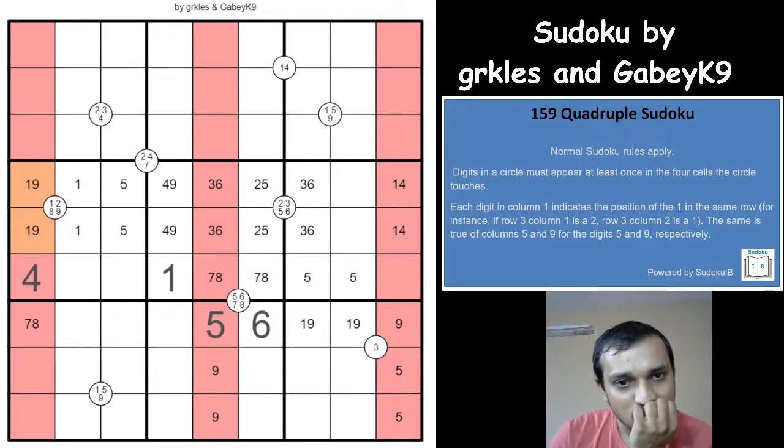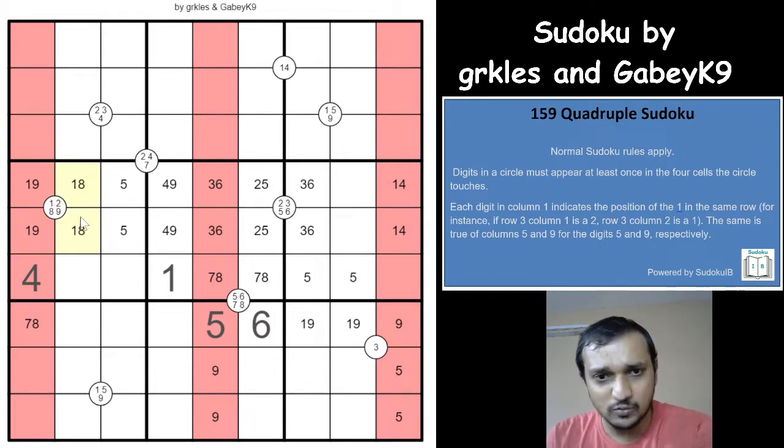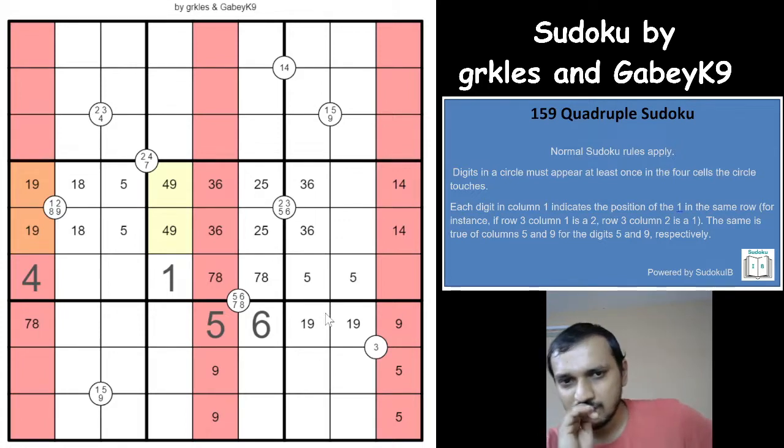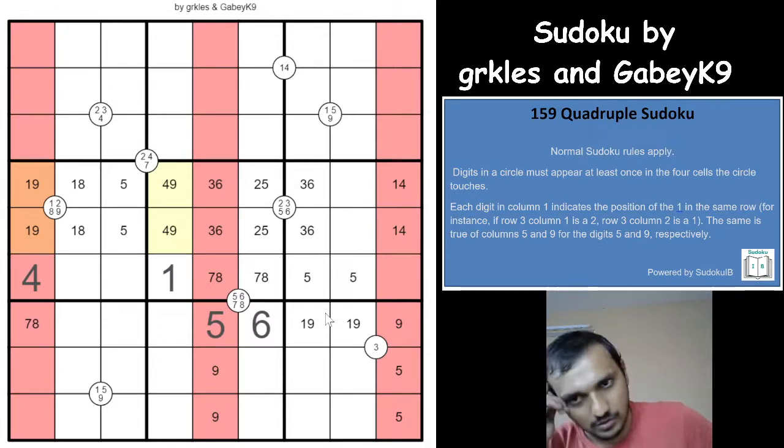Okay, which means if you have a 9 here, 8 would have to be here. And we are not sure of the, okay, so we have 1 and 4 here, pair of 1, 4 pair, which means 9 would have to be here and 9 would have to be here. Come on, what else are you missing here?